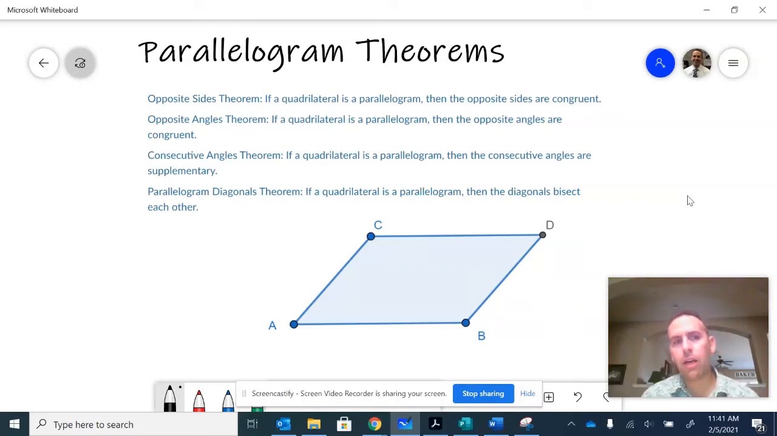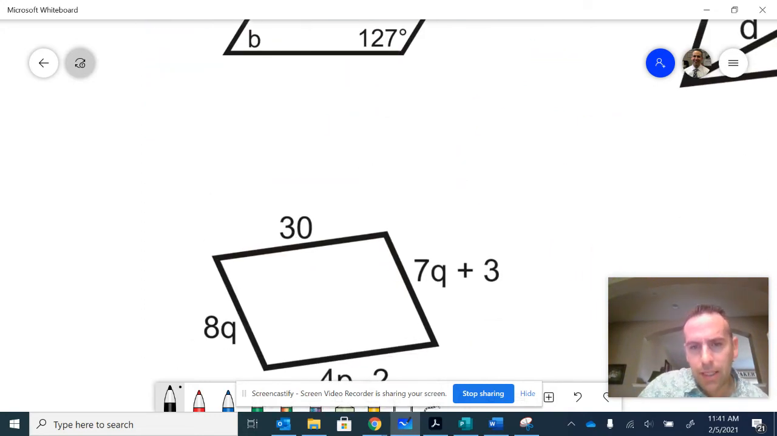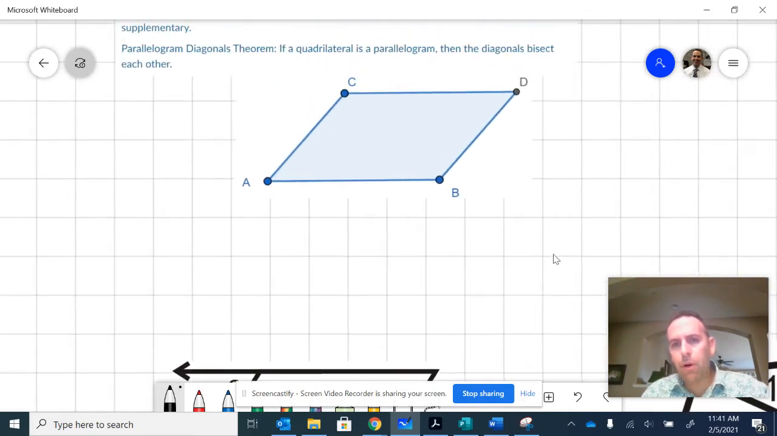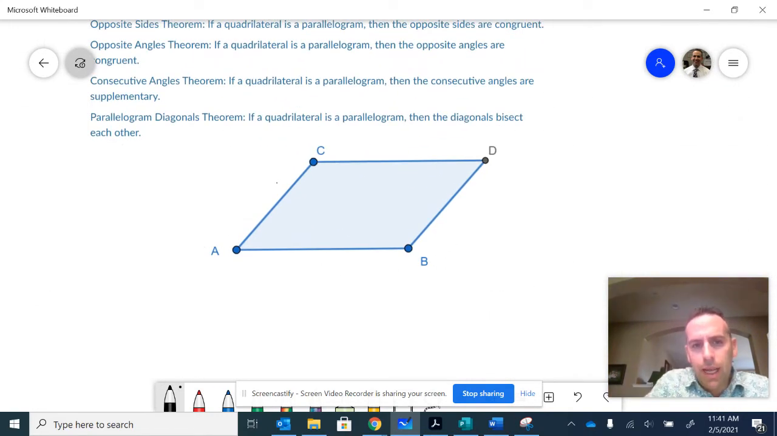Welcome to a lesson on the parallelogram theorems. The figure at the bottom is the parallelogram I constructed using GeoGebra on the last lesson. So we're going to assume that's parallelogram ABDC, so that segment AC is parallel to segment BD, and then segment AB is parallel to segment CD.